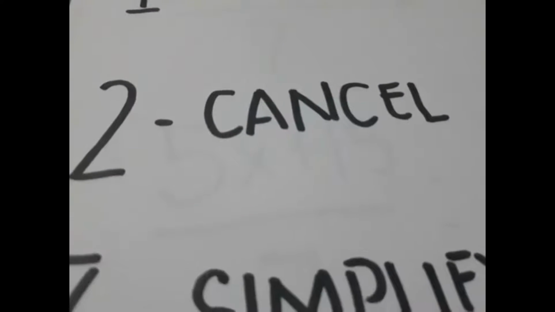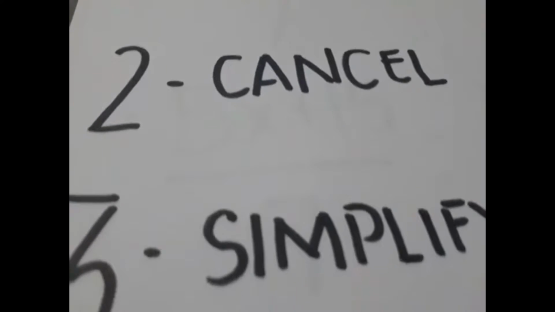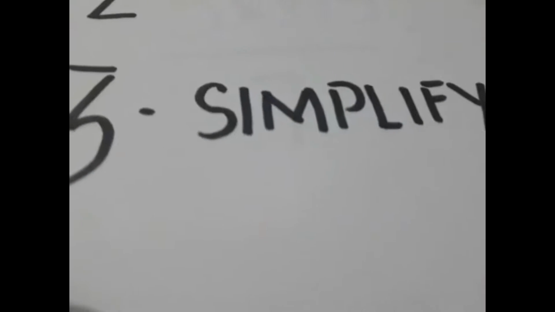Remember that to reduce fractions, you can cancel something in the numerator with something in the denominator. But in order to cancel something in the numerator and denominator, the two factors must be exactly the same. Step 3. Simplify. Simplify or reduce the rational expressions to their lowest terms.